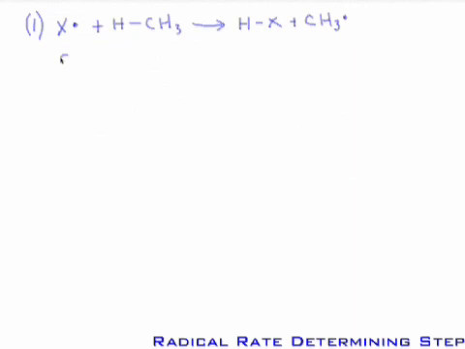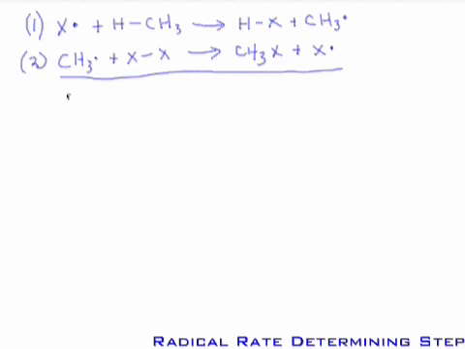The methyl radical now attacks my dihalogen, producing methyl X and X dot. Again, we call this step 2 of the propagation steps. And overall, the methyl dots and X dots cancel, and I have CH4 plus X2 going to CH3X plus HX.